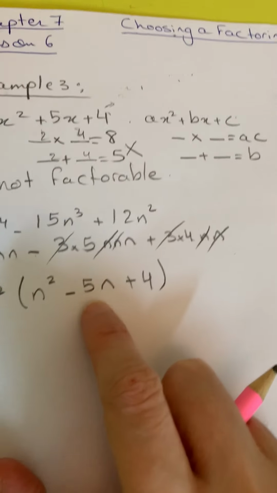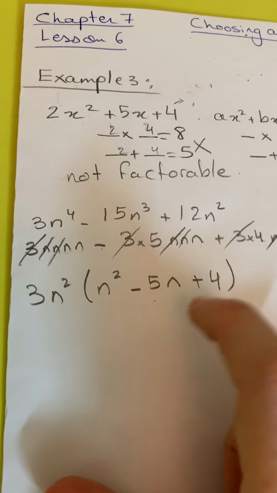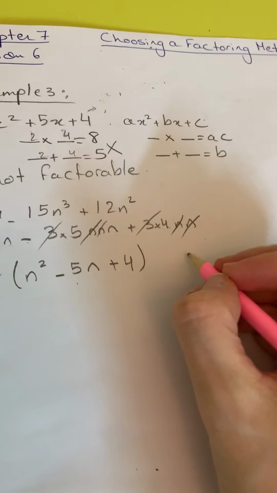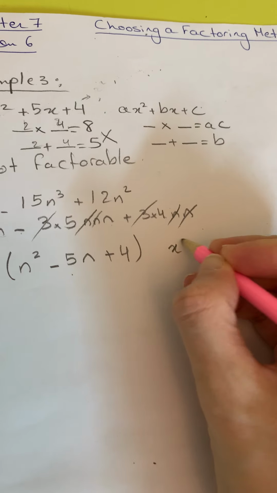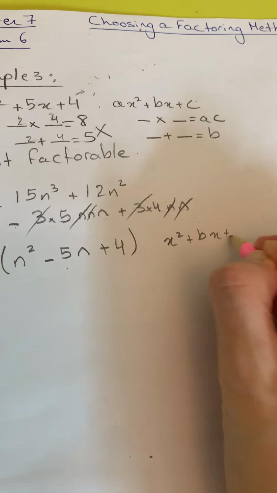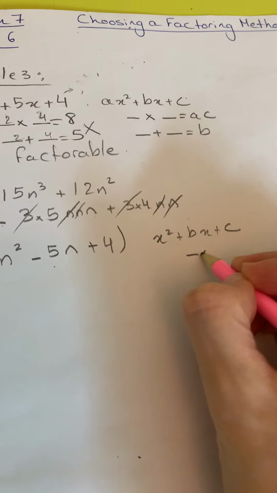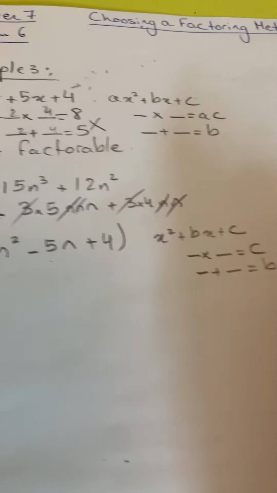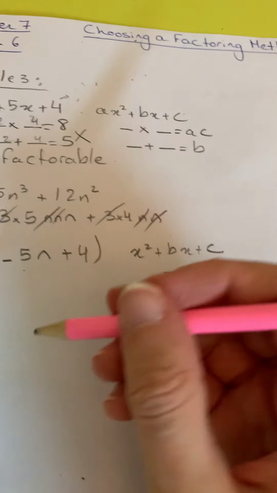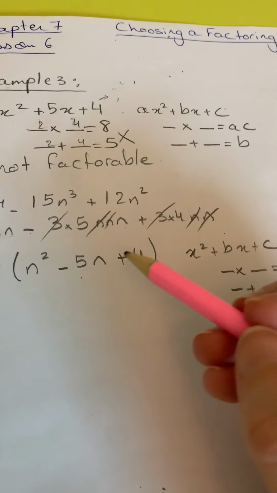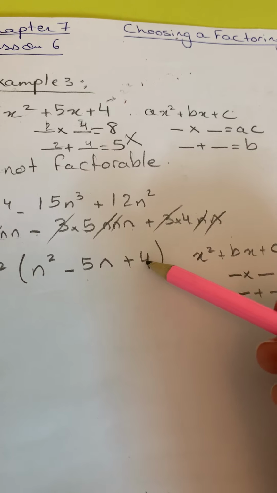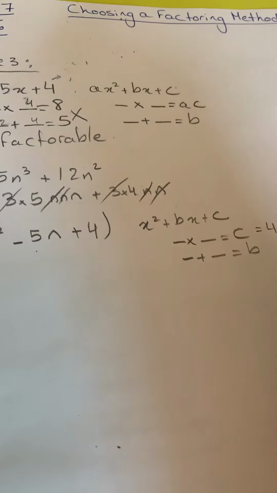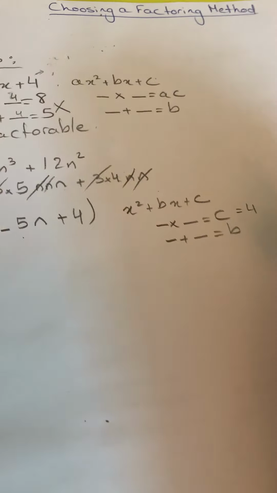Now, can I do anything else here? This would remind me of factoring x^2 + bx + c. You have to find two numbers that will give you c when multiplied, and if you add them, they will give you b. So let's try it here. I need two numbers that, if I multiply them, will be 4, and if I add them, will be negative 5.